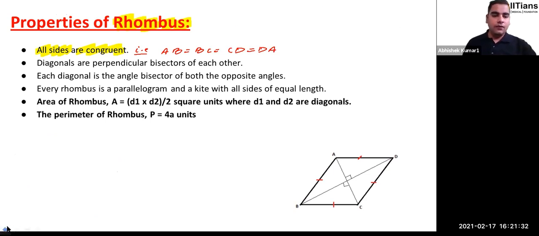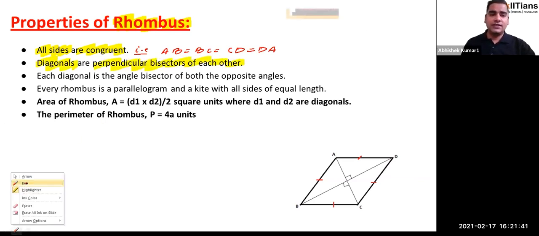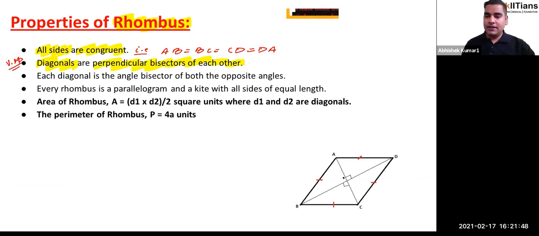Then what do we have? This second property is very important. Why? Because you will see questions related to it in your school examination as well as your board exam, and competitive examinations as well. So the diagonals are perpendicular bisectors of each other. That means if I call the point of intersection O, you will have AO equal to OC, and BO equal to OD, and they both will bisect each other at 90 degrees.